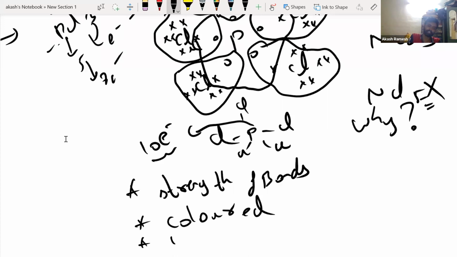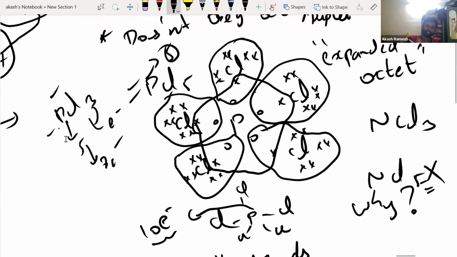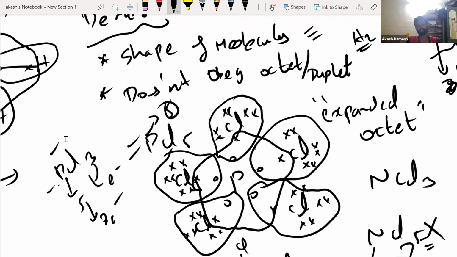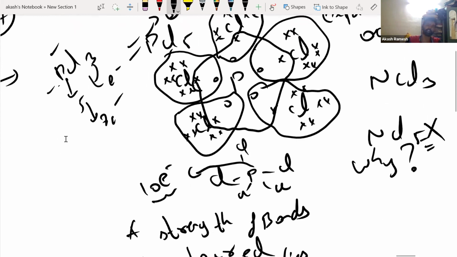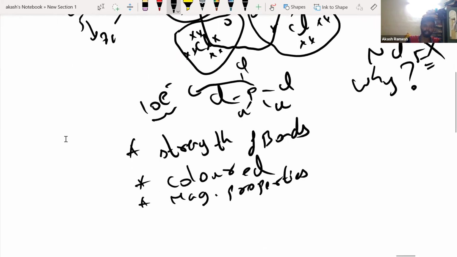Another thing is the magnetic properties. Certain compounds get attracted towards the magnet, certain compounds do not. What is the reason behind all this? Nothing was explained. So the main drawbacks: certain compounds do not obey the octet or duplet rule, the shape of molecules is not explained, and certain bonds are stronger and certain bonds are weaker, we don't know why. From Lewis theory, why certain compounds are colored, we don't know. Why certain molecules get attracted towards the magnet and certain do not was again not explained by Lewis. Okay?